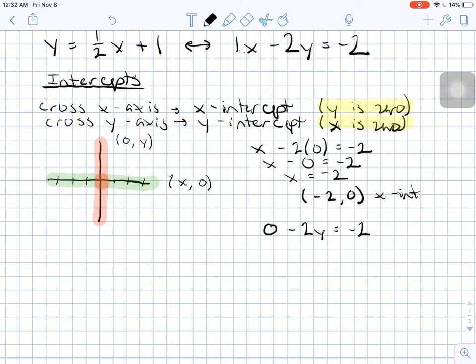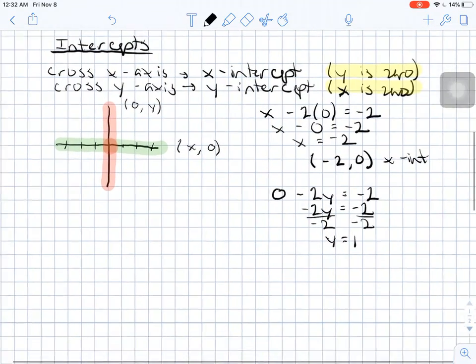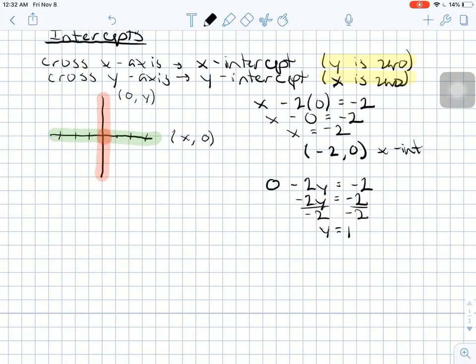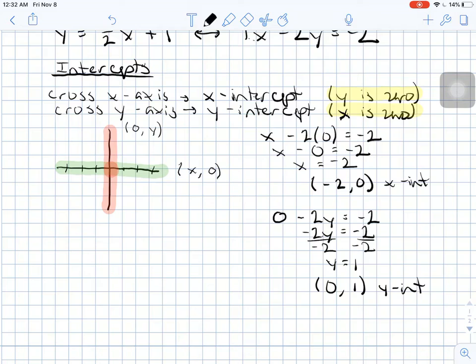So 0 minus 2y is basically just -2y. It makes a one-step equation. So we can come through with our properties of equality and figure out that y must be 1. So that means that the y-intercept is (0, 1). Now we could actually put that on our graph. The x-intercept is (-2, 0), so it goes right here. The y-intercept is (0, 1), it goes right here.